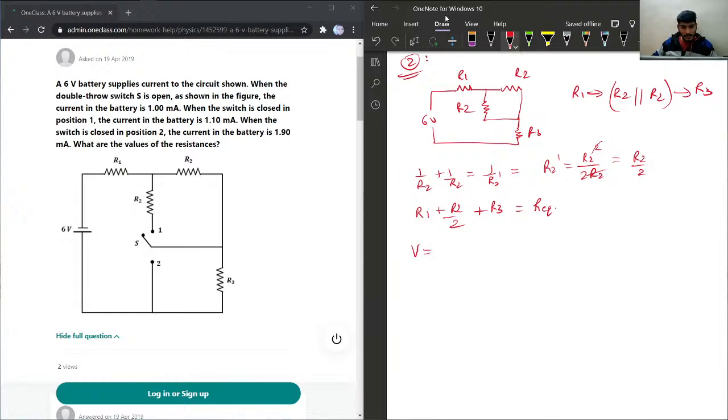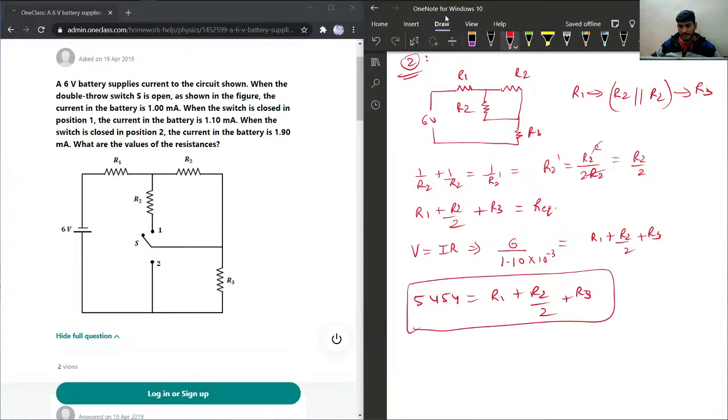And again we are going to use this formula, V is equal to IR, then V by I, 6 volt over 1.10 into 10 power minus 3 equals R1 plus R2 by 2 plus R3. So I'll just use my calculator. 6 divided by 1.1, this will be 5454. This will be 5454 equal to R1 plus R2 by 2 plus R3. So this is our B equation.